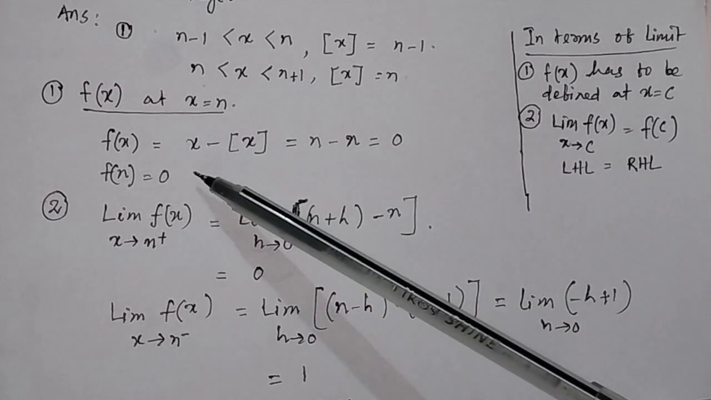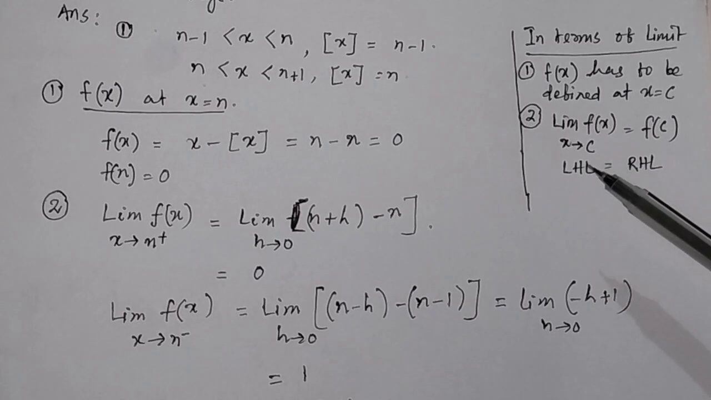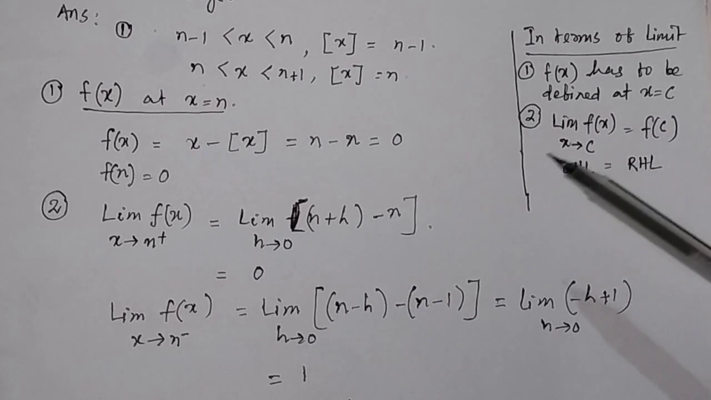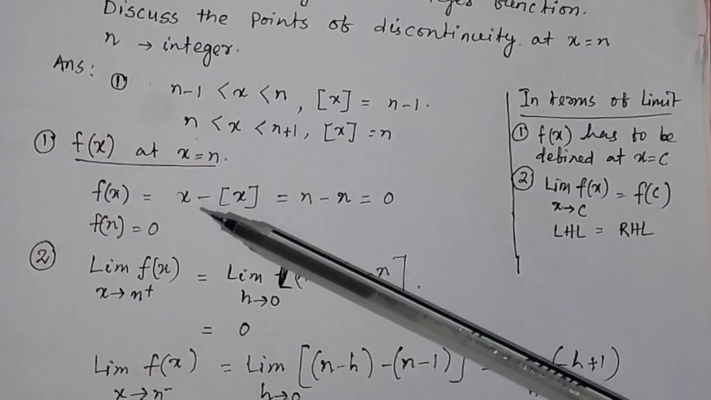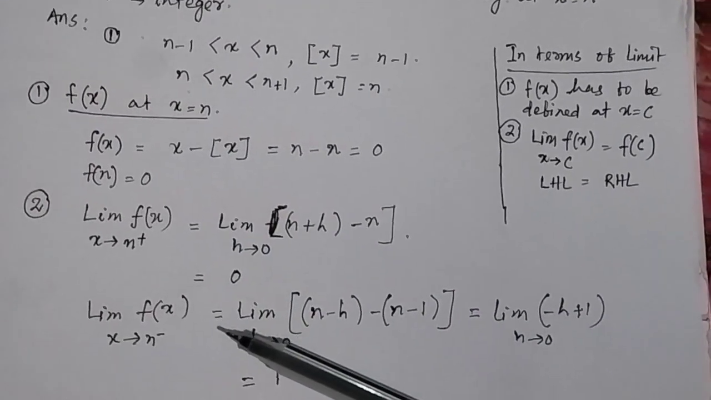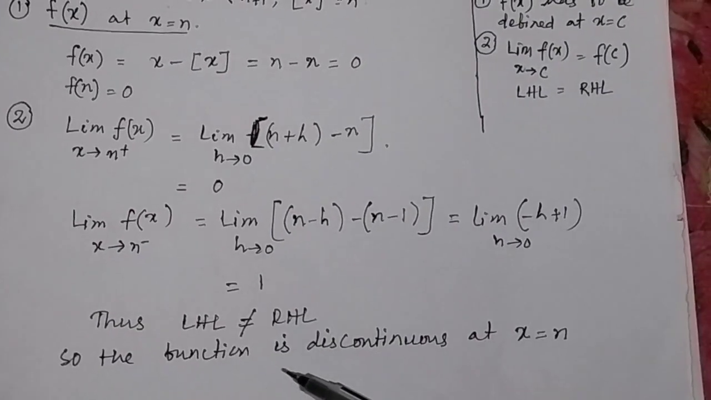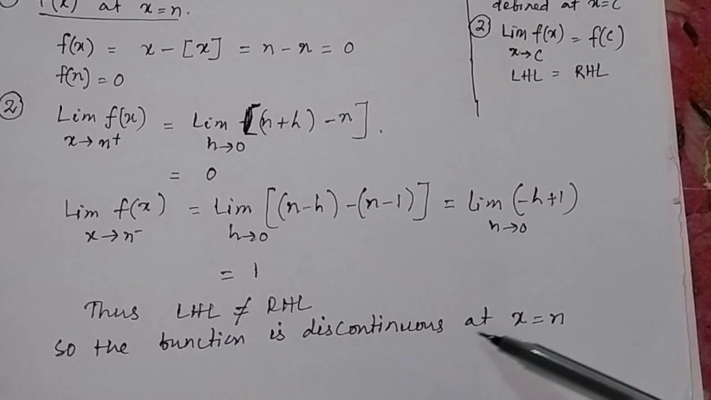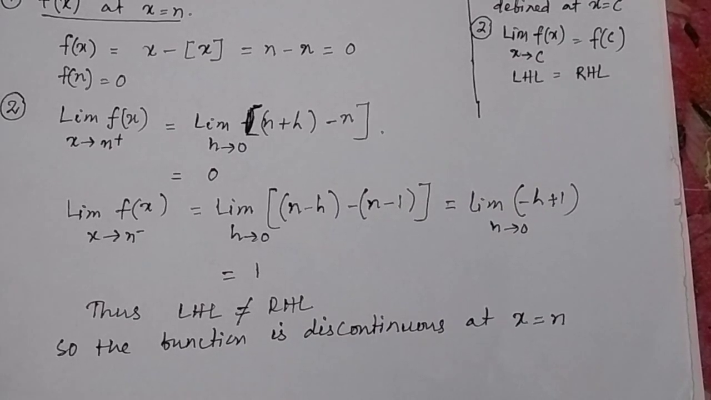So the left hand limit is 1 and the right hand limit is equal to 0. So the limit of f(x) as x approaches n will not be equal to f(n). You see here we have found f(n) is equal to 0, but the left hand limit and right hand limit are not equal. So it can be proved that the function x minus [x], the greatest integer function of x, is discontinuous at any point x equal to n, where n is an integer. Thank you.